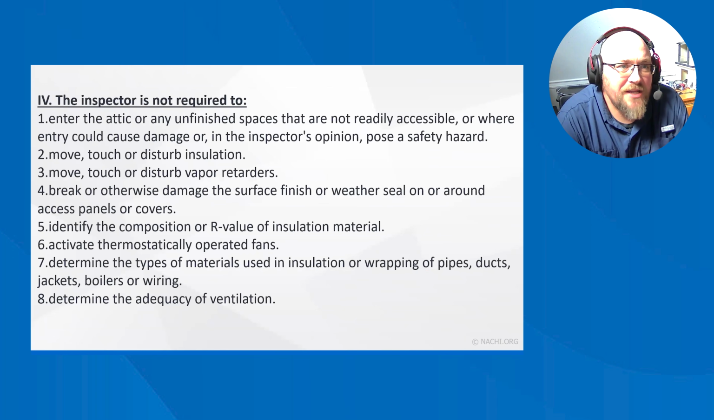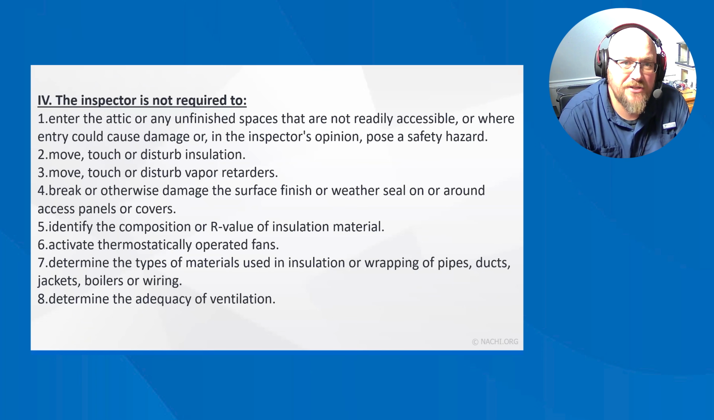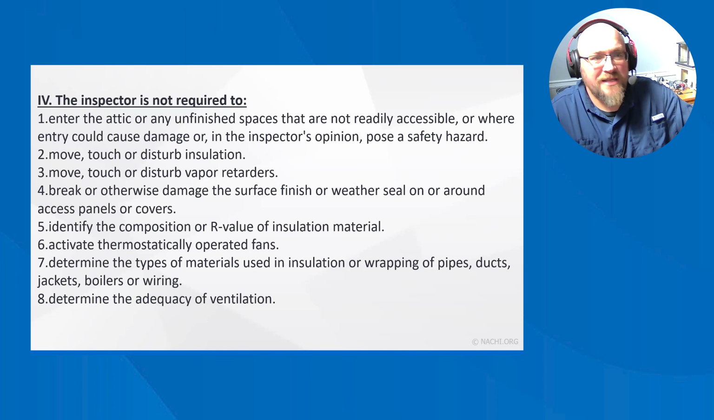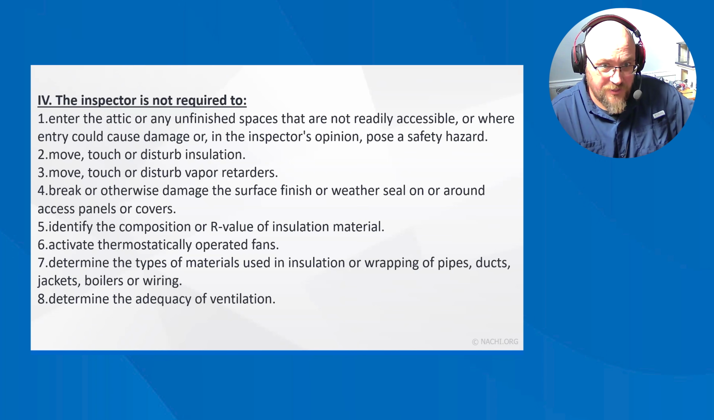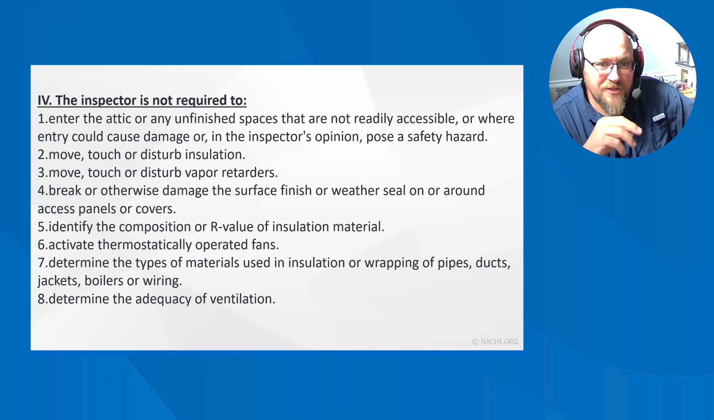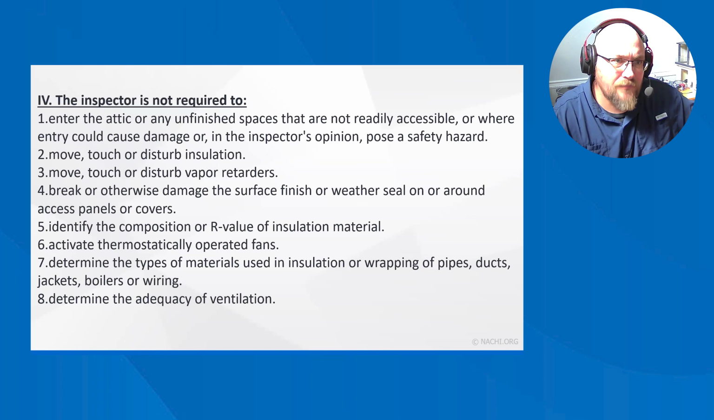Inspector is not required to enter the attic or any unfinished spaces that are not readily accessible or where entry could cause damage or, in the inspector's opinion, pose a safety hazard. Move, touch, or disturb insulation. Move, touch, or disturb vapor retarders. Break or otherwise damage the surface finish or weather seal on or around access panels or covers. Identify the composition or R value of insulation material. Activate thermostatically operated fans. Determine the types of materials used in insulation or wrapping of pipes, ducts, jackets, boilers, or wiring, and determine the adequacy of ventilation.